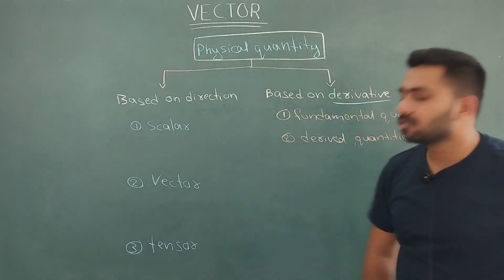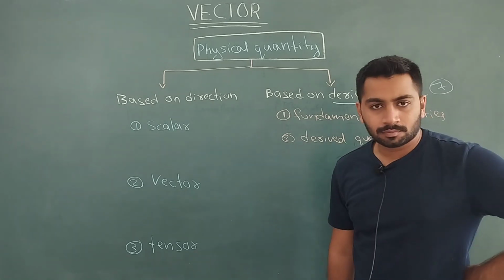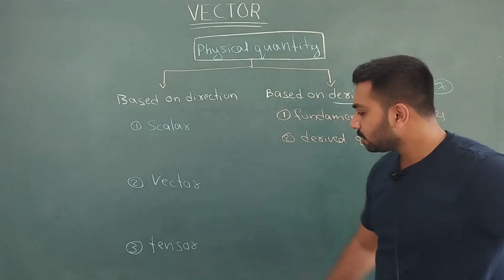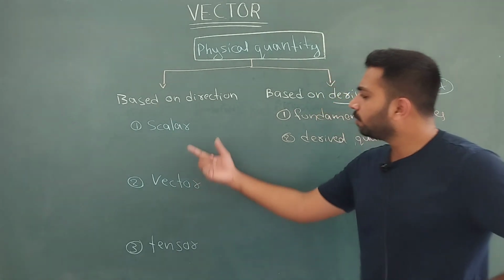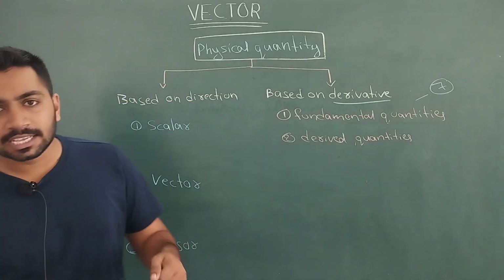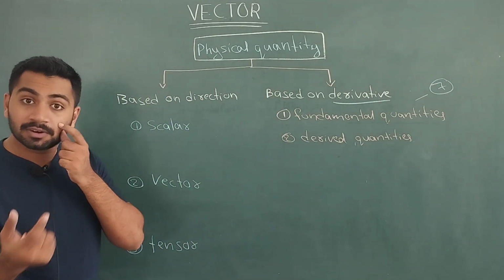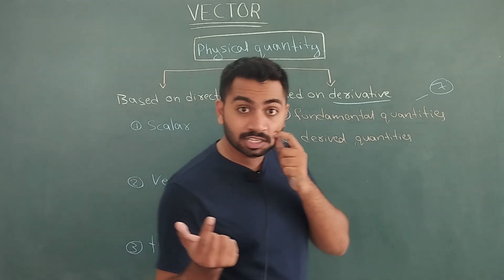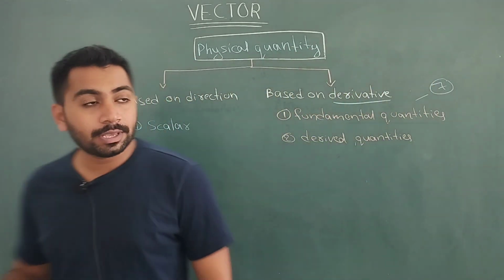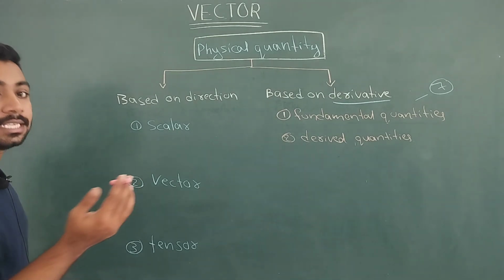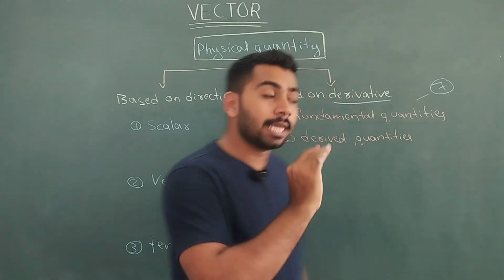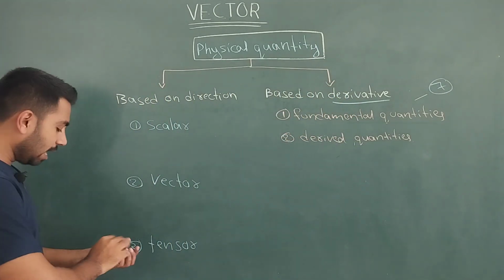We can classify physical quantities into 3 types: scalars, vectors and tensors. Just now I said when you go to a shop, you ask for 5 kgs, 5 seconds, 30 degrees Celsius. These are all magnitudes. They don't have direction. So you can say a scalar is a physical quantity which has only magnitude, which means only a number.